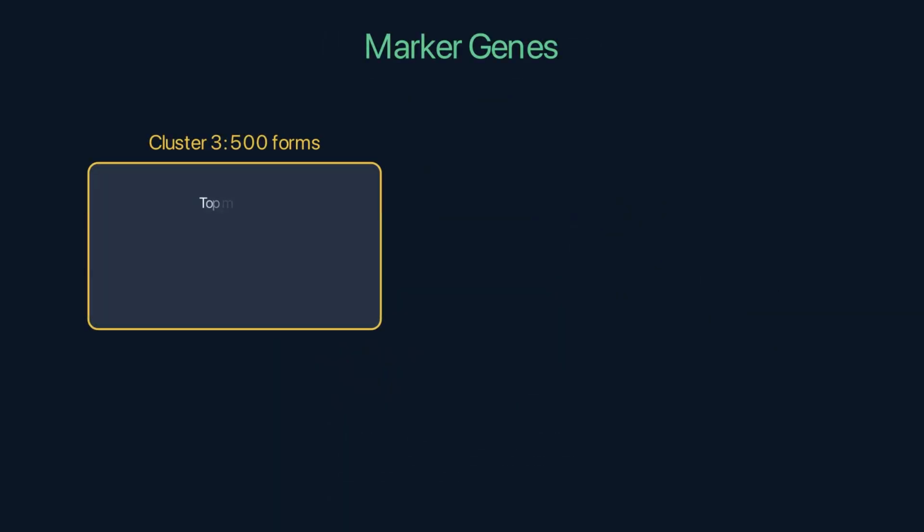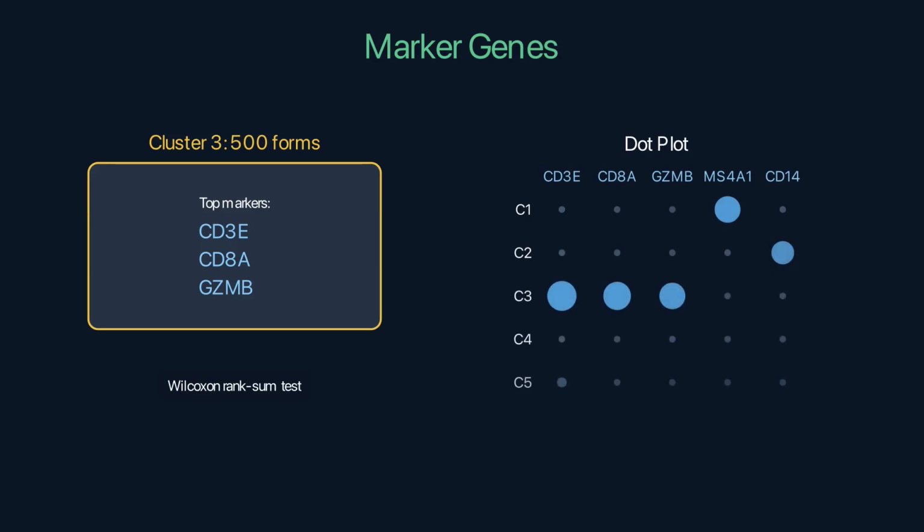Cluster 3 has 500 forms. What makes them different from everyone else? Find genes expressed highly in cluster 3, but not in other clusters. The Wilcoxon rank sum test compares expression of each gene inside versus outside the cluster. The top markers for cluster 3: CD3E, CD8A, GZMB. These are the defining traits of this neighborhood.